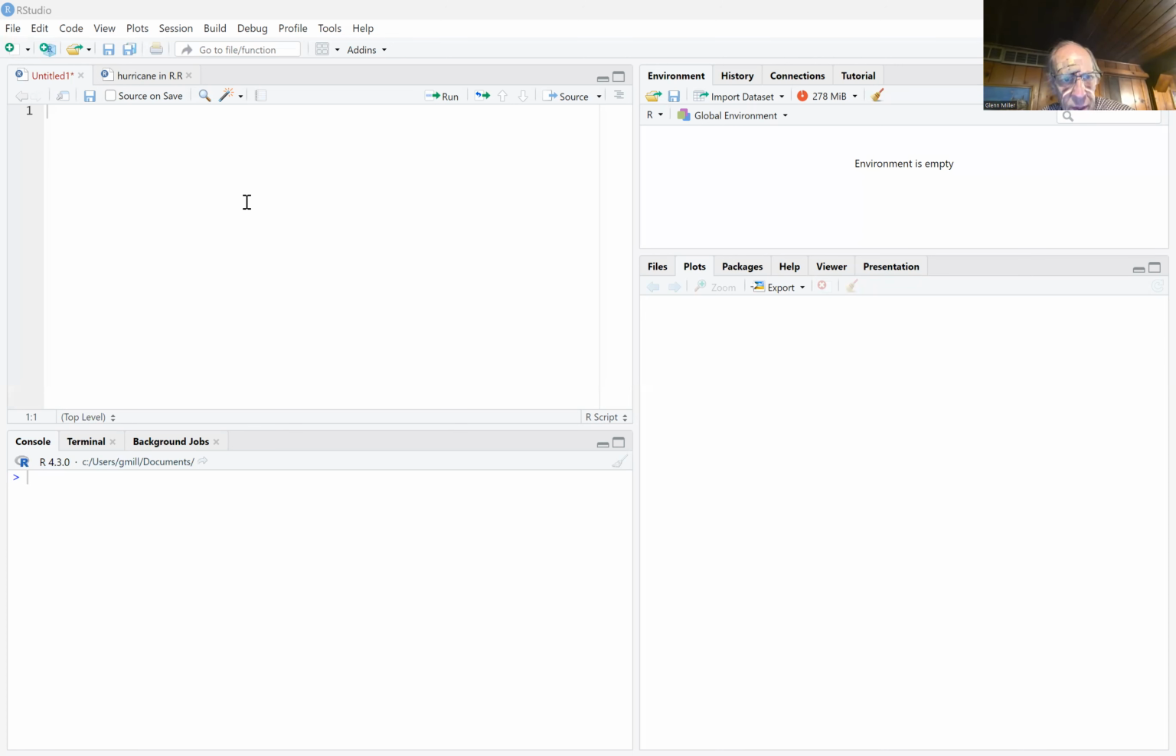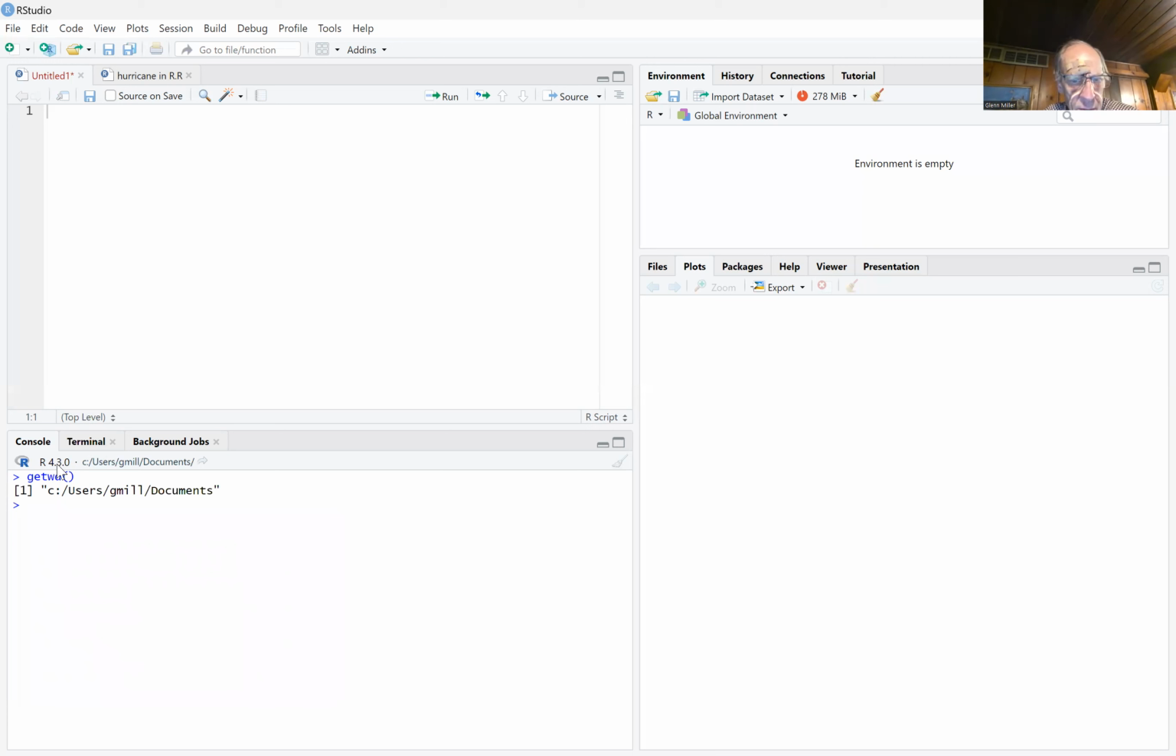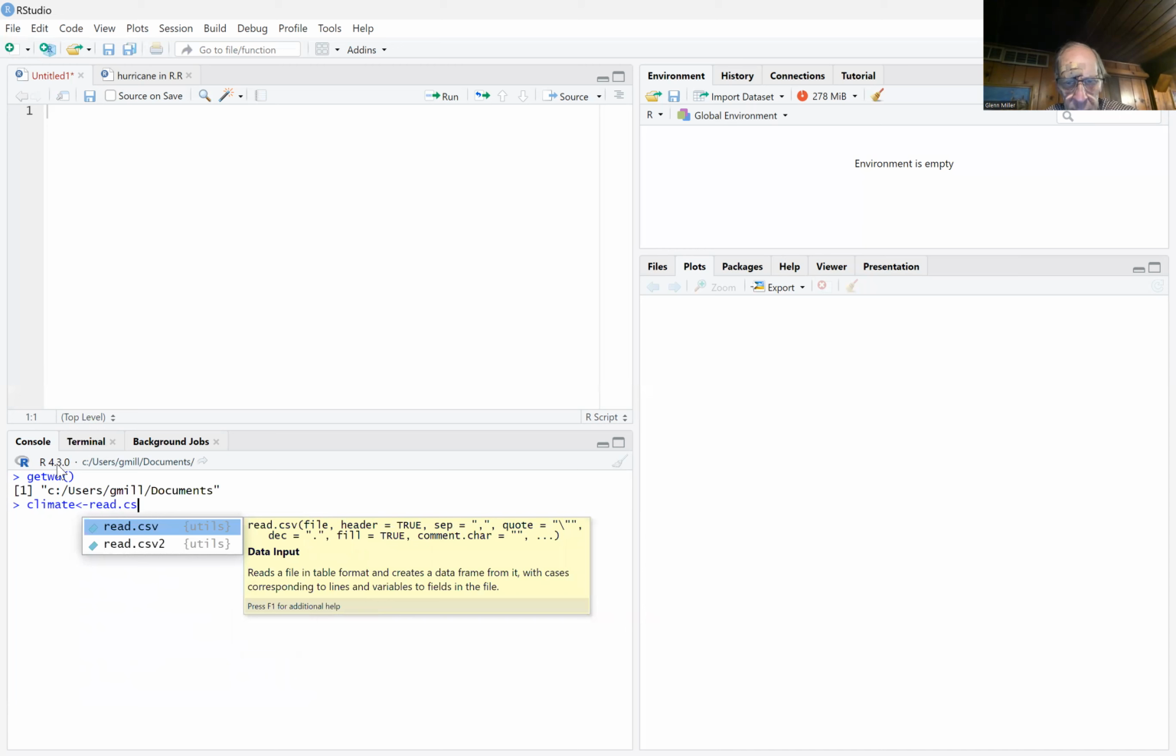get the working directory will show me that's where I want to look. That's where my file is. If need be, you set the working directory to where your file is. And now I'm going to access my data. I'm going to call the data frame climate. And so I need to read that in.